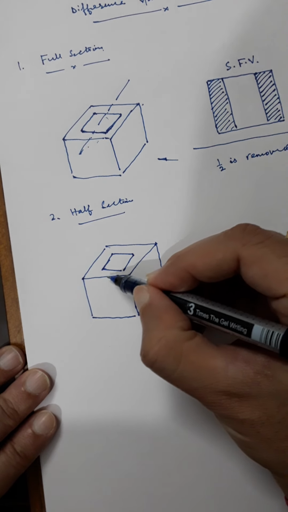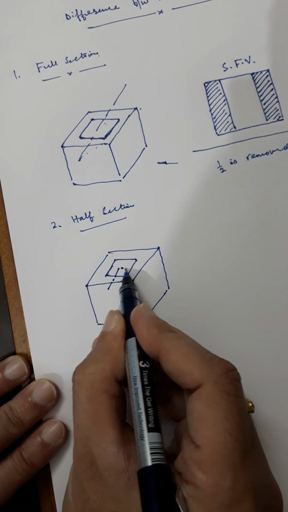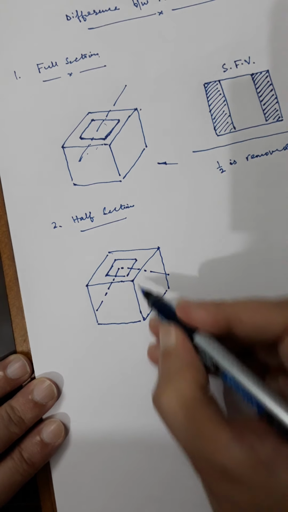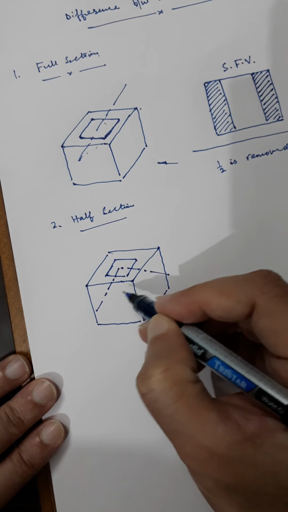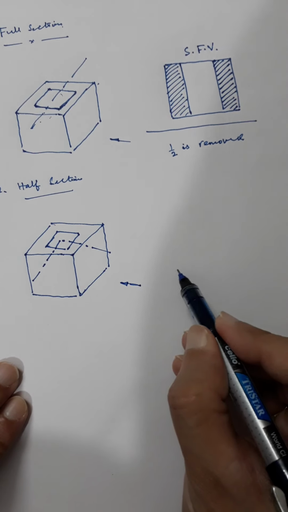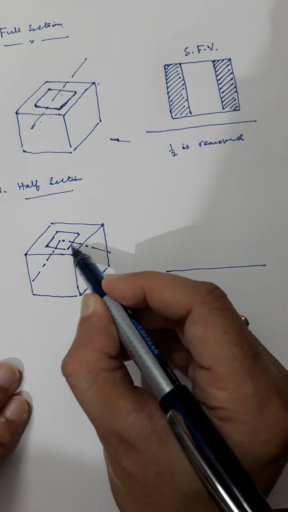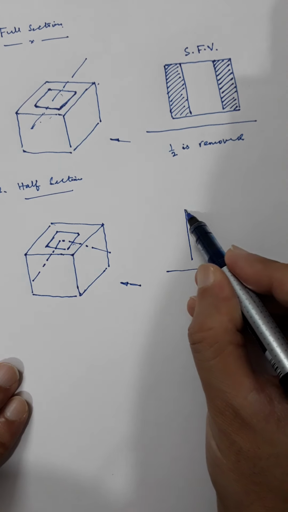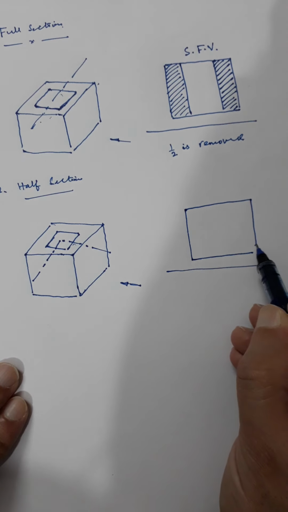Now you can see the cutting plane is like this, and it is moving this side. So it is removing only 1/4 of the portion, I should say. Then when you view it from this side, what will be the sectional view? You can see this portion is removed, and this portion will not be visible in the front view. So in the front view only the left hand side portion is sectioned.